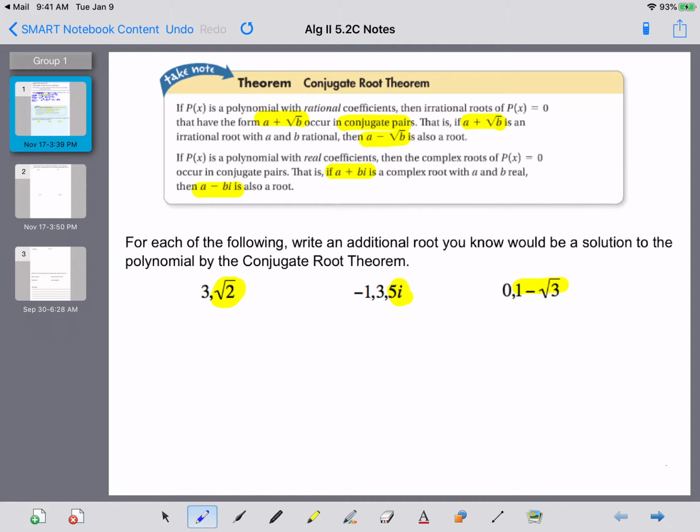The 3 that we see here in this first one does not need its conjugate, right? It's just a nice integer value. We only have to worry about conjugates for irrational ones that have square roots and imaginary ones. So if I have a square root of 2 as one of my zeros or roots, I know that -√2 also has to be one of my zeros. If I have a 5i, I know -5i also has to be one of mine. And if I have 1 minus root 3, I know that I need its conjugate 1 plus root 3. Okay, so notice I only added an extra pair for the ones that were irrational or imaginary.